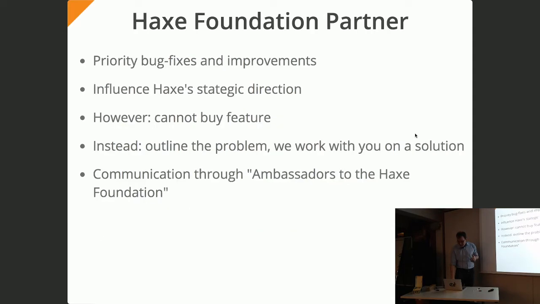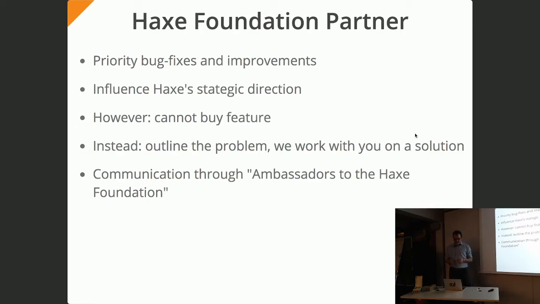And then as a Haxe Foundation partner, what does a Haxe Foundation partner actually get? Of course, you get priority bug fixes and improvements. It was mentioned already that there were some issue reports, and if you're a foundation partner, we basically guarantee that we look into these very quickly. And we generally do, I think. Sometimes, of course, it takes a bit longer depending on the issue, but we want to make our partners happy, as we generally do.